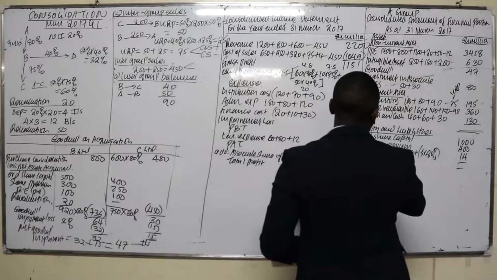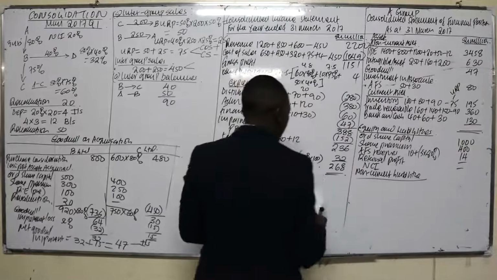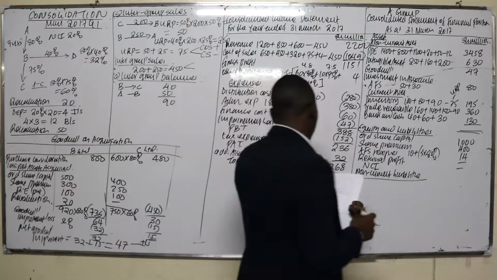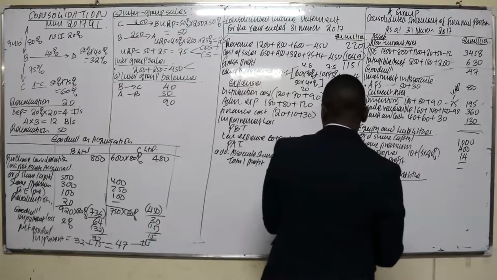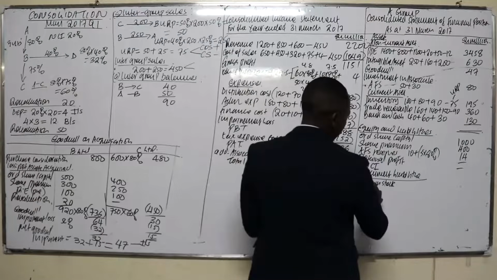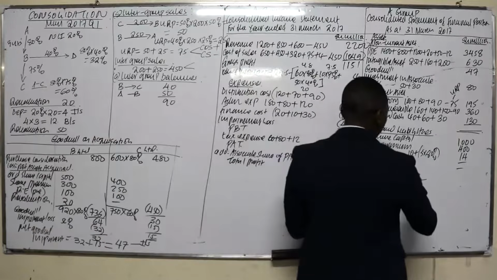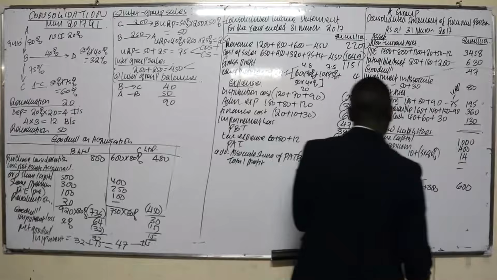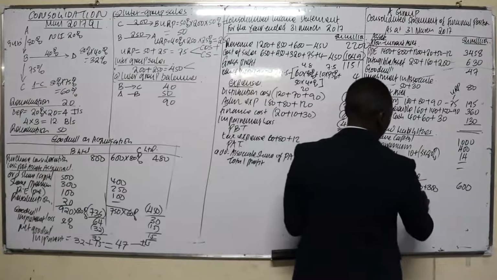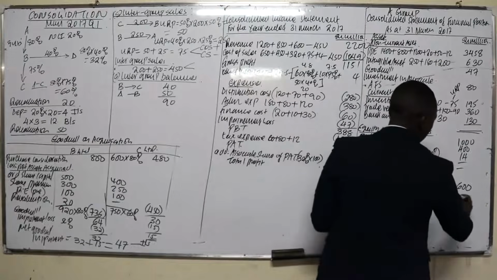Let's go to the non-current liabilities. In the non-current liabilities, we have 10% loan stock. Also, we have deferred tax. For the loan stock, you take 200. You have 100 and you have 300, you get 600. For deferred tax, we have 40. You add 30, you add 20, that's 90.